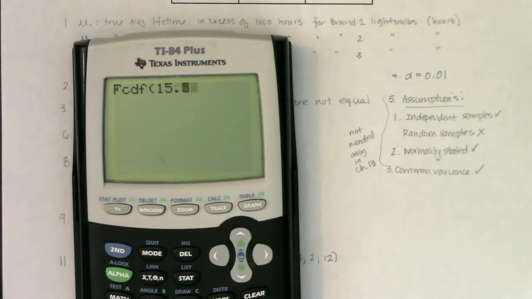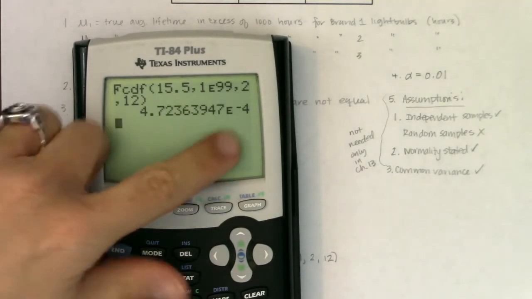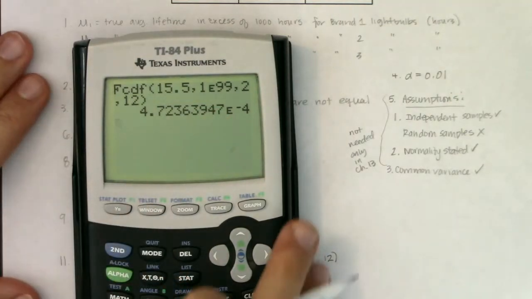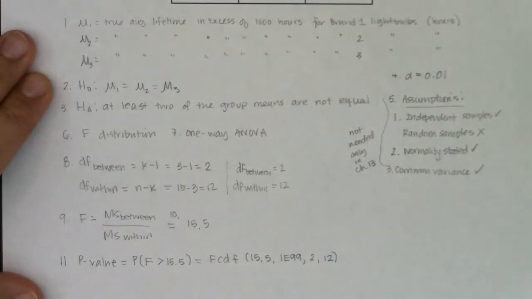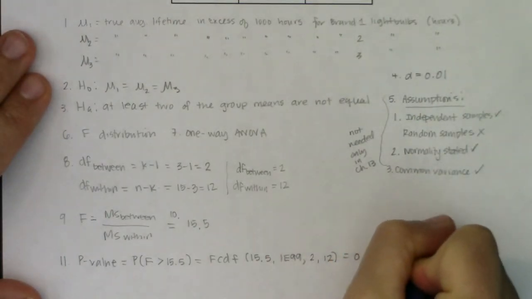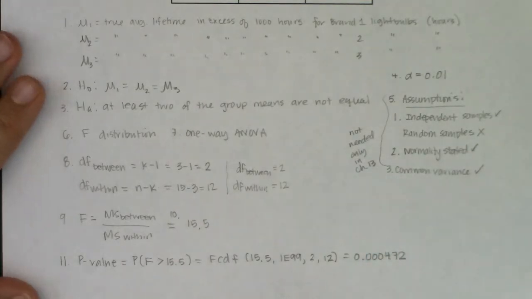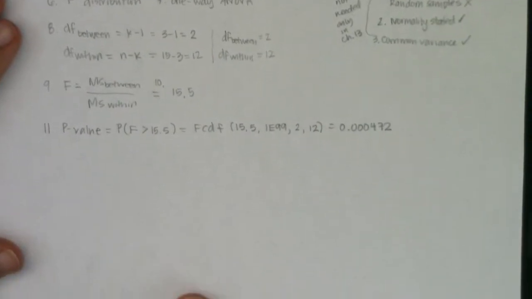So let's do 15.5, 1E99, and then 2, and then 12. All right, so let me go ahead and hit that, and then we've got, okay, it's not 4.72, right? I've got e to the negative 4, so our p-value is 0.000472. All right, so we've got 0.000472.